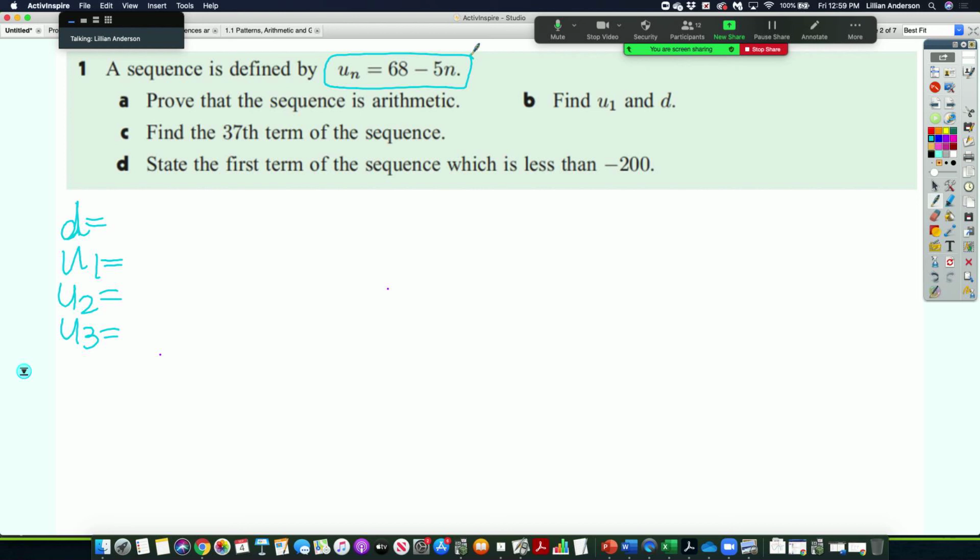So Samantha, when I plug in 1, what do I get? 63. And then Sam, when I plug in 2, what do I get? 58. And McKenna, what do I get when I plug in 3? 53. Okay. So by doing this, I have found what my first term was. So there's part B. And then once I get D, I'll have part B done.